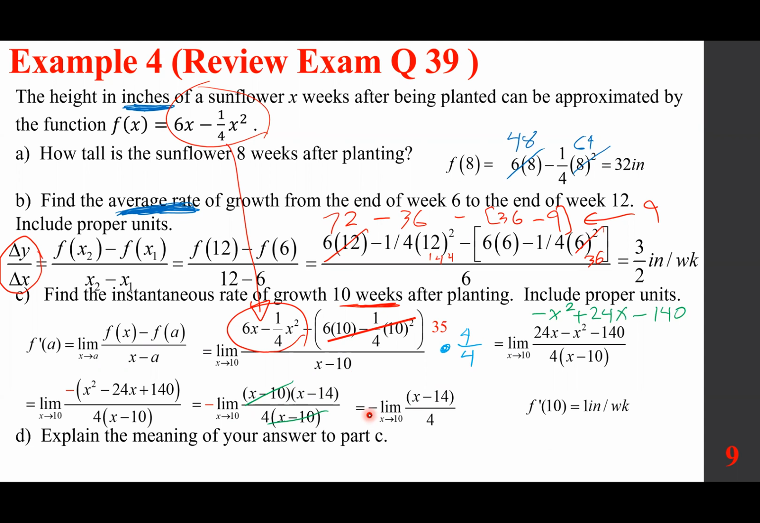Now, what does it mean? And that's extremely important to understand. Explain the meaning of your answer to part C, okay? Remember, this was the average rate of change. This is the instantaneous rate of change. This means from week 6 to week 12, this is the expectation. This says on week 10 or after week 10, the sunflower is growing at the rate of 1 inch per week. Now, I know this was a little bit involved because of the fact that this had fractions involved.